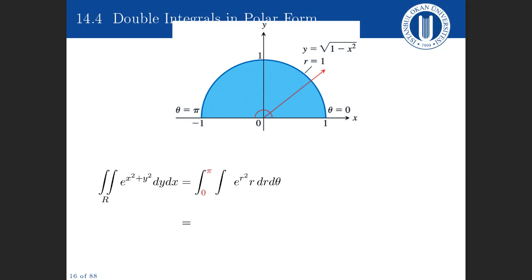What about r? What values can r take in this semicircle? The smallest r is going to be 0, and the biggest r is going to be 1, because we're on a circle, r equal to 1. So our second limits of integration are going to be 0 and 1. And then all that's left to finish this question is to calculate this double integral.